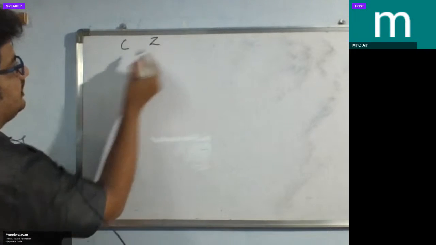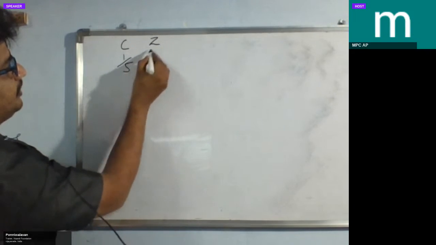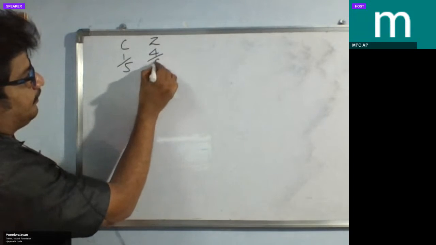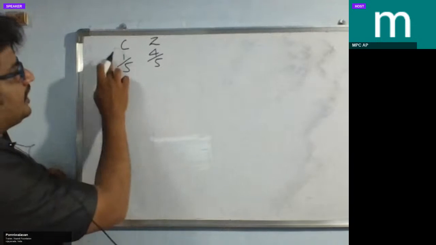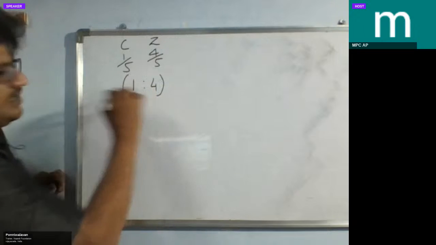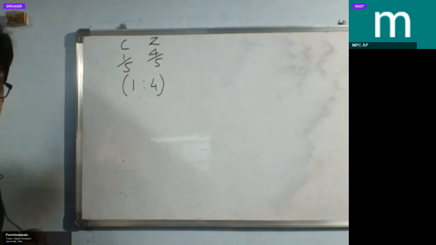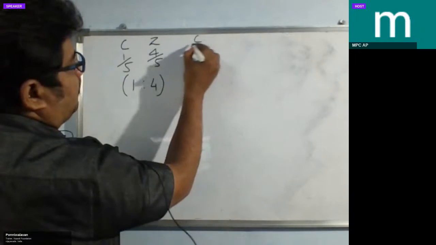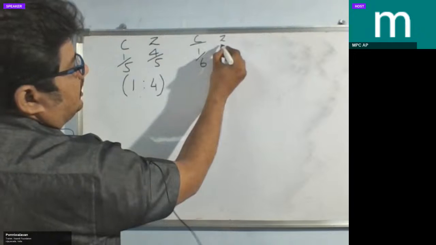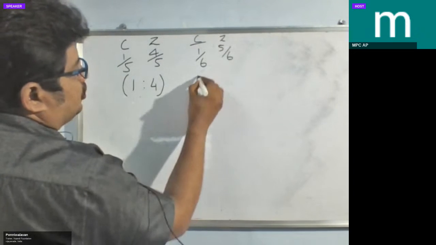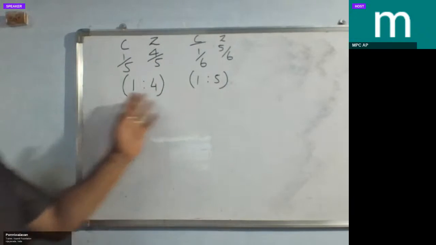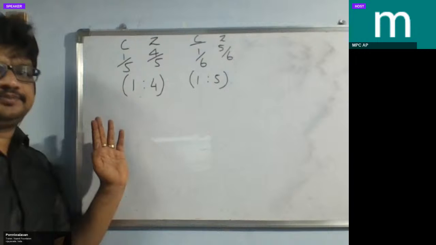Copper, zinc. Copper 1 by 5 means what is zinc? 4 by 5. So what is the copper zinc ratio? 1 is to 4. In the second case, copper is 1 by 6, zinc is 5 by 6. So what is the ratio? 1 is to 5. Are you clear up to this?